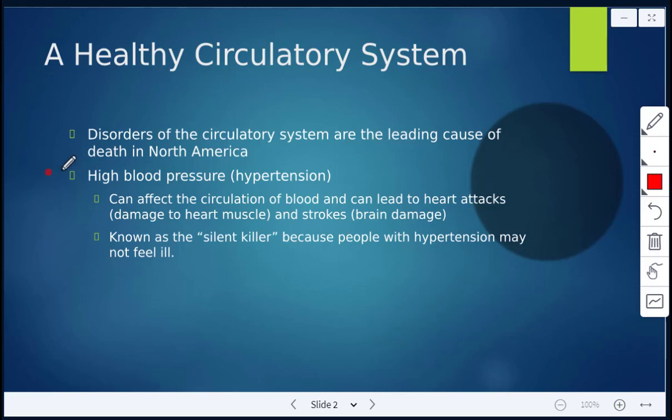So heart attacks will cause damage to the heart muscle, and it can also cause strokes, and that's when there's brain damage. So basically, blood is not being able to get to the brain or to the heart effectively, and therefore there's damage being done to the cells. Hypertension is known as the silent killer because people with hypertension may not feel ill. Right, so that again is high blood pressure.